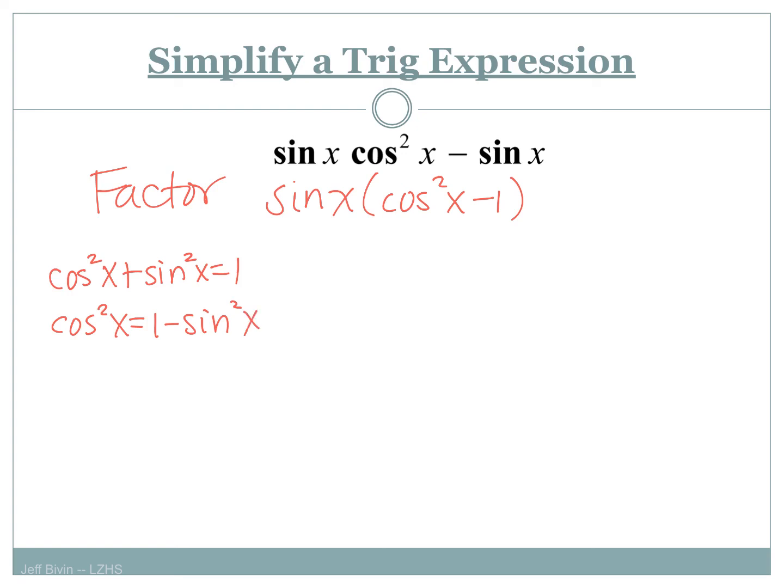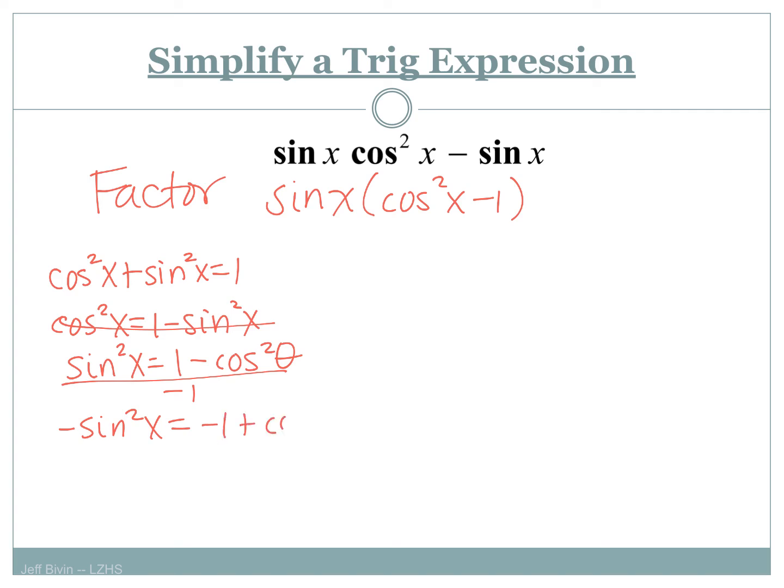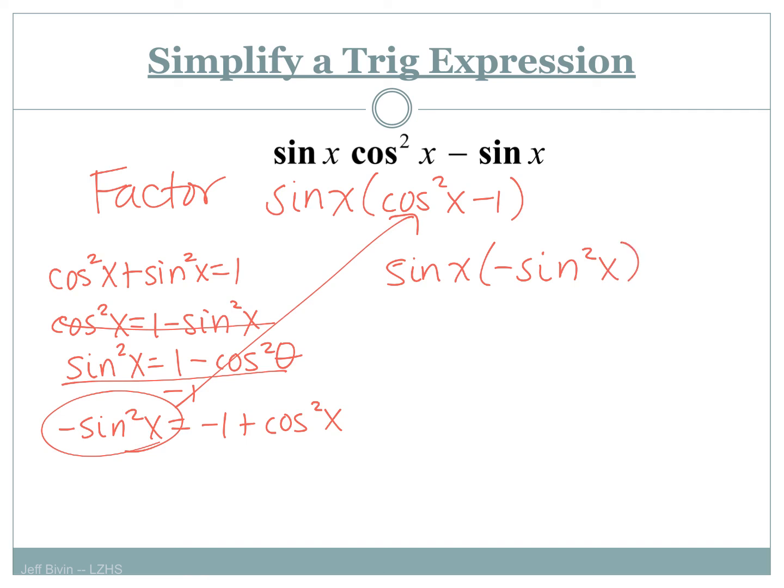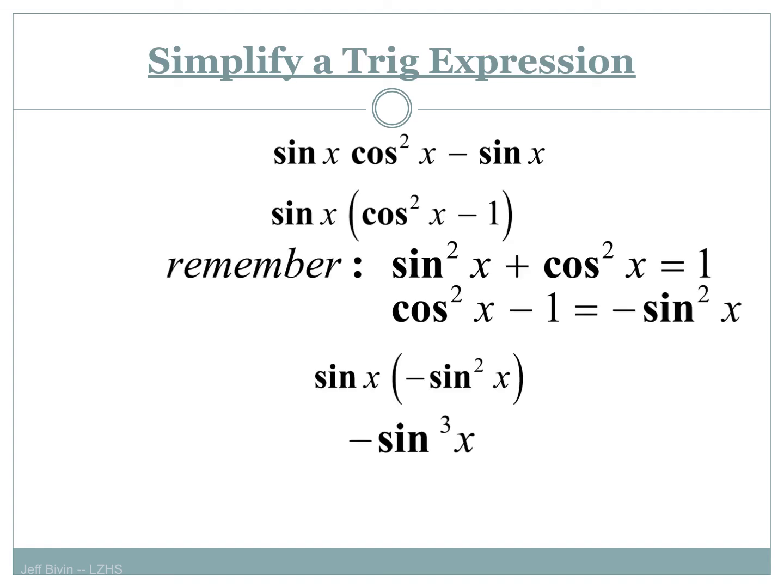But we need, no, let's go back and solve for sine squared x. Sine squared x equals 1 minus cosine squared x, but it's not quite the same. But if I divide everything by negative 1, negative sine squared x is going to be negative 1 plus cosine squared x, and that's what we have. So I can substitute that in there. So I have sine x times negative sine squared x, and I get negative sine cubed x. And that would be the simplified version. Nice job.